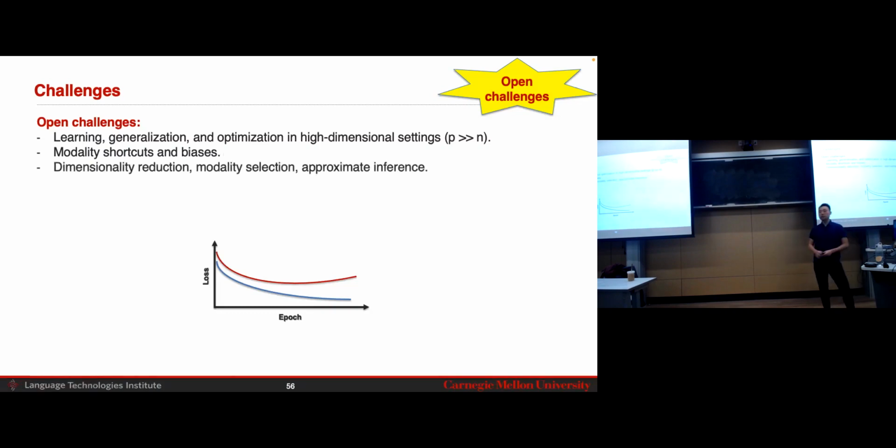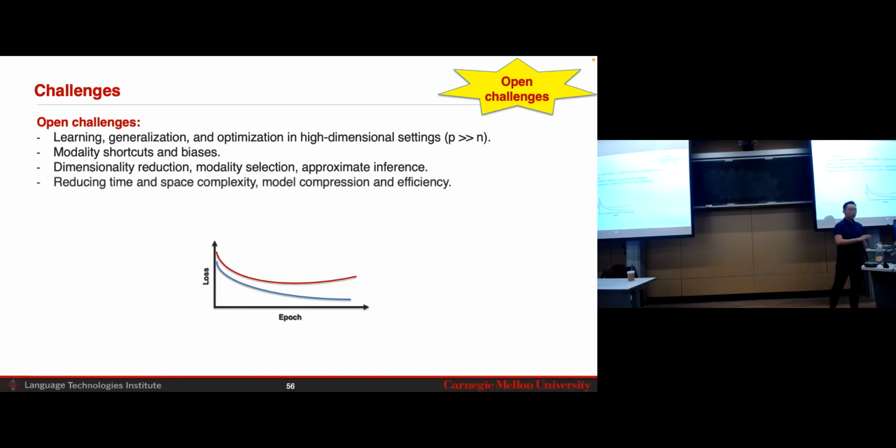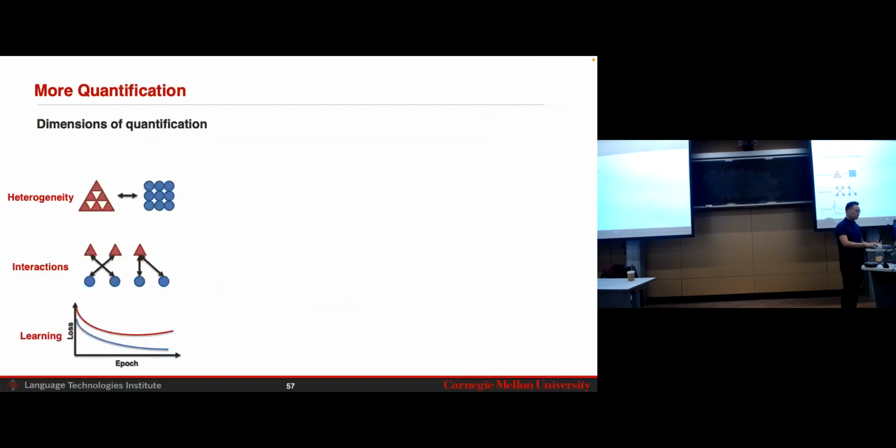How do you do dimensionality reduction or modality selection or approximate inference on these big multimodal models to make sure you learn better? How do you reduce time and space complexity using model compression and more efficient models to make sure they have a smoother learning process? And so all these go into the challenges of the learning process.